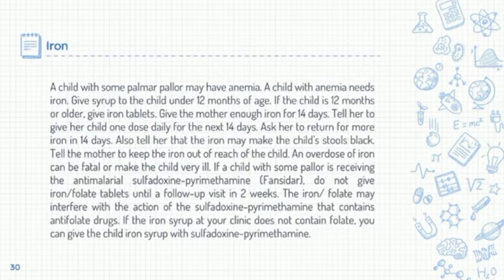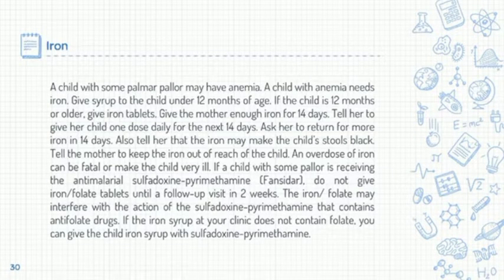If a child with some pallor is receiving the anti-malarial drug sulfadoxine pyrimethamine, do not give iron folate tablets until a follow-up visit in 2 weeks. The iron folate may interfere with the action of the sulfadoxine pyrimethamine, which contains antifolate drugs. So, if the iron syrup at your clinic does not contain folate, you can give the child iron syrup with sulfadoxine pyrimethamine.